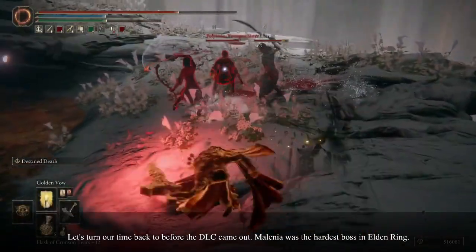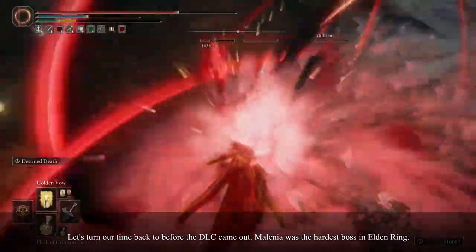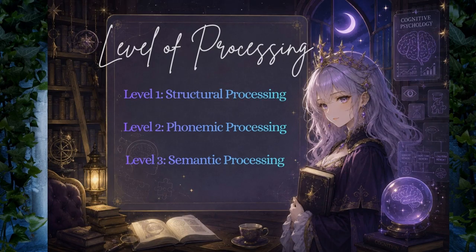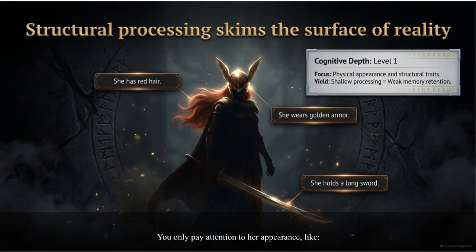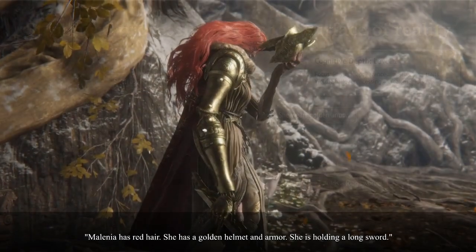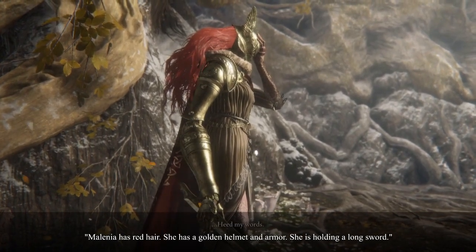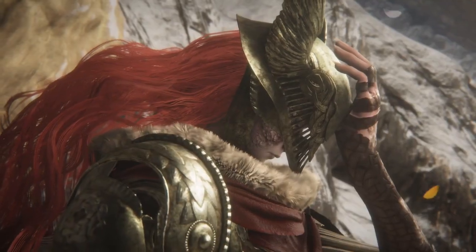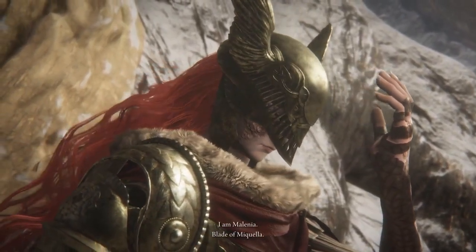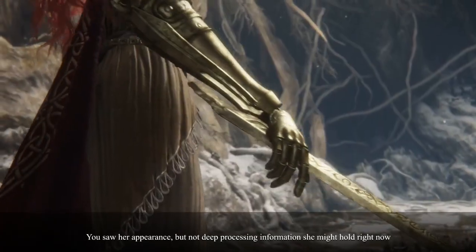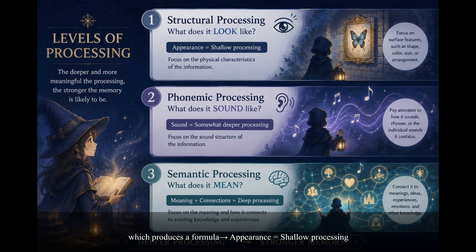Let's turn our time back to before the DLC came out. Malenia was the hardest boss in Elden Ring, so we are back to the first level, structural processing. What does it look like? In this example, you only pay attention to her appearance, like Malenia has red hair, she has a golden helmet and armor, she is holding a long sword. I'm not sure if that's called a sword or a katana. You saw her appearance, but not deep information she might hold right now, which produces a formula: appearance equals shallow processing.